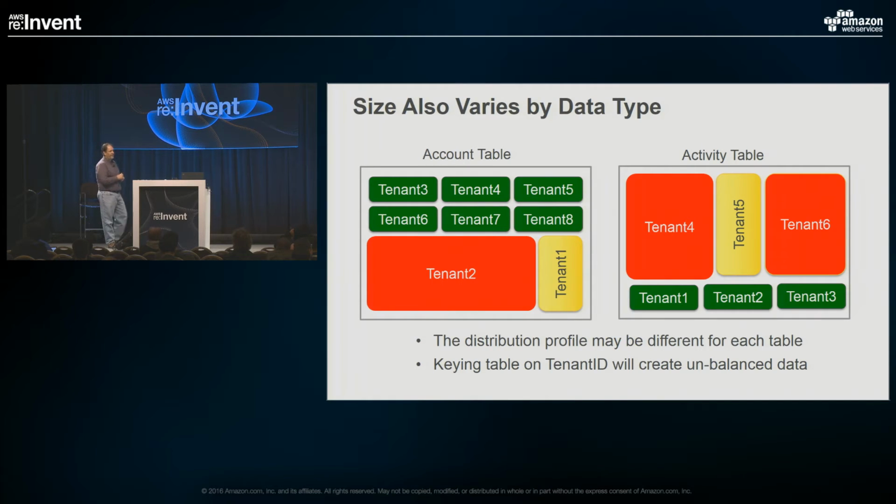The other reality we have to face is that even within a tenant, that distribution may not be the same across tables. So here I've got two tables, an account table and an activity table. And you'll see that tenant 2 in this model is very busy in the account table. But then when I look at the activity table, tenant 2 has almost no impact on that table. But instead, tenant 4 and tenant 6 are consuming most of the space there, right? So I don't just need a global tenant-wide strategy. Within a tenant, I need a strategy that says table to table, how can I deal with these anomalies in the data?